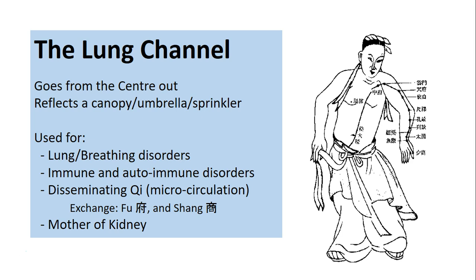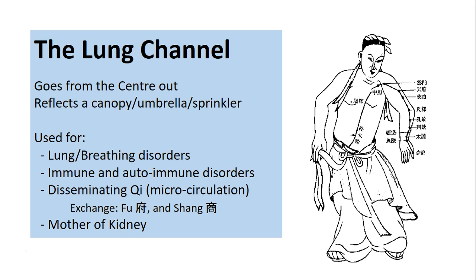At lung 7, a branch comes out to the index finger, reflecting our ability to bring the thumb to the index finger and to grasp with the thumbs. The channel is used for breathing and lung problems, immune problems, autoimmune problems, and to support the kidneys, being that metal is the mother of water.